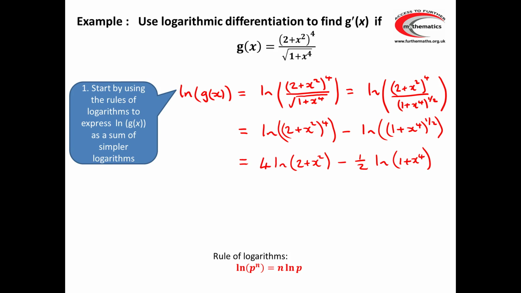Now what we started off with was a horrendously complicated expression. Ln of g of x was the logarithm of (2 plus x squared) to the power 4 over (1 plus x to the 4) to the half. And using the rules of logarithms, we've been able to simplify that to 4 times the logarithm of 2 plus x squared, take away a half times the logarithm of 1 plus x to the 4.